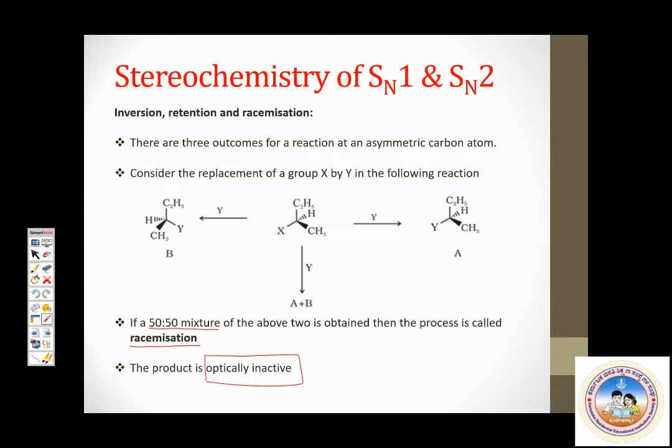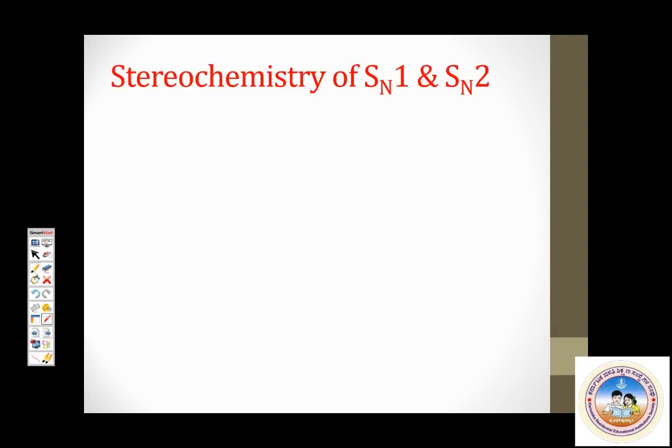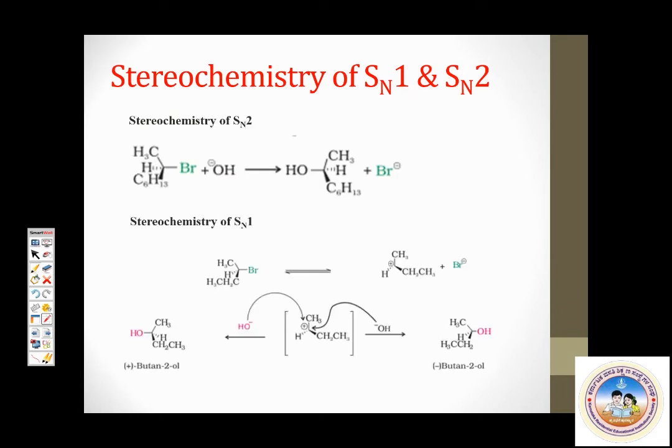Let us apply this to our SN1, SN2 mechanisms. First, the SN2 mechanism. See what happens in SN2. The OH minus nucleophile attacks. OH minus takes up a position opposite to Br.